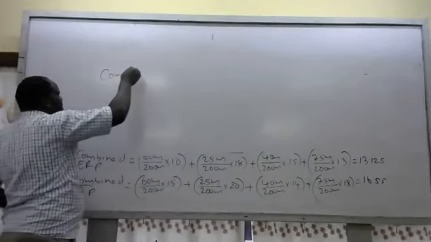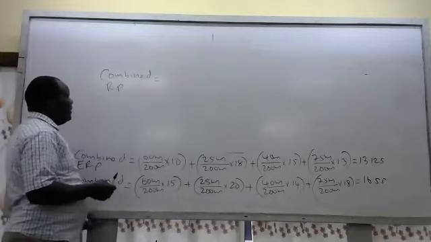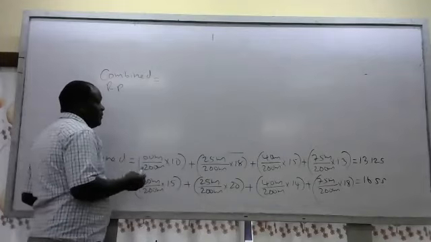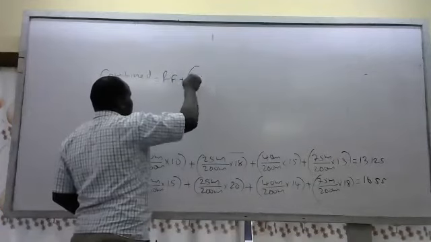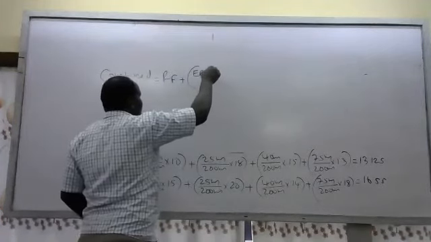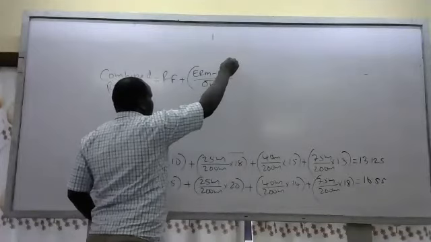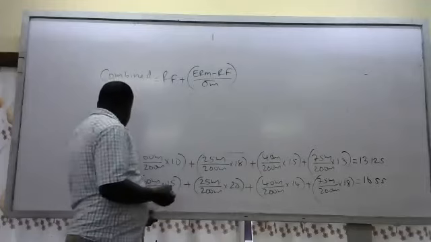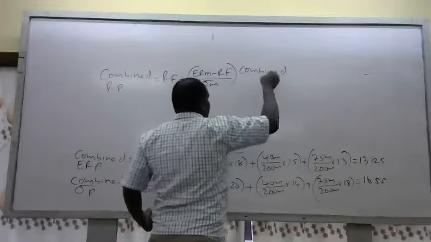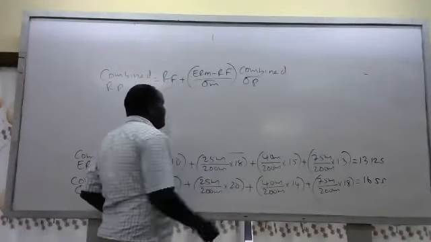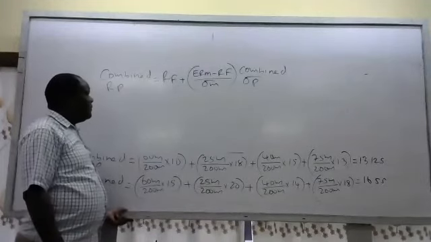So we also get the combined return of the portfolio. The combined return of the portfolio will be given by the risk-free rate plus the expected return for the market minus the risk-free rate, then divided by the standard deviation for the market, then multiplied by the combined standard deviation of the portfolio.